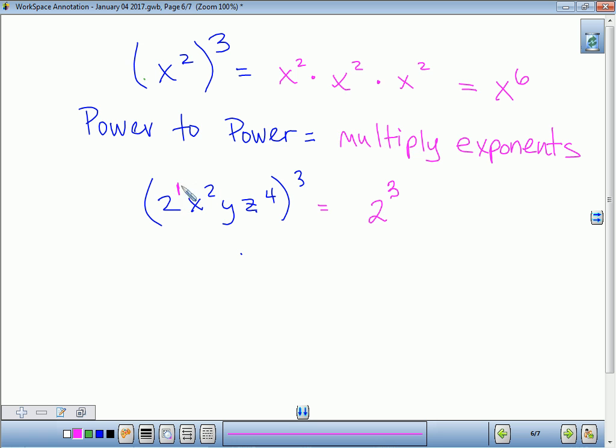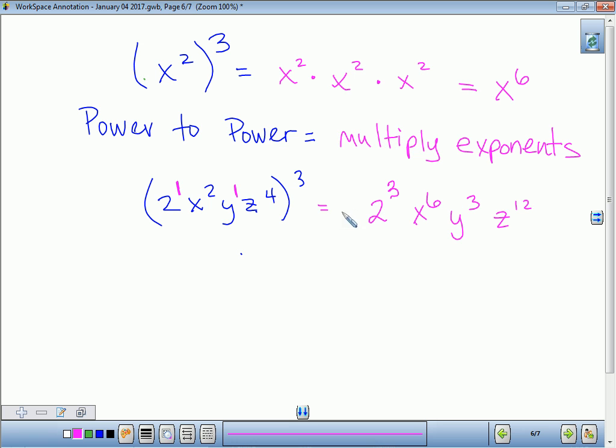Everything in here has to be cubed. So this 2 is raised to an understood first power, so 1 times 3 makes it 2 to the third. We're going to simplify that in just a second. And then the x is squared, but it's raised to the third, so it becomes x to the 6. The y is to the first power, so 1 times 3 is 3. And the z is to the fourth, so 4 times 3 is 12.